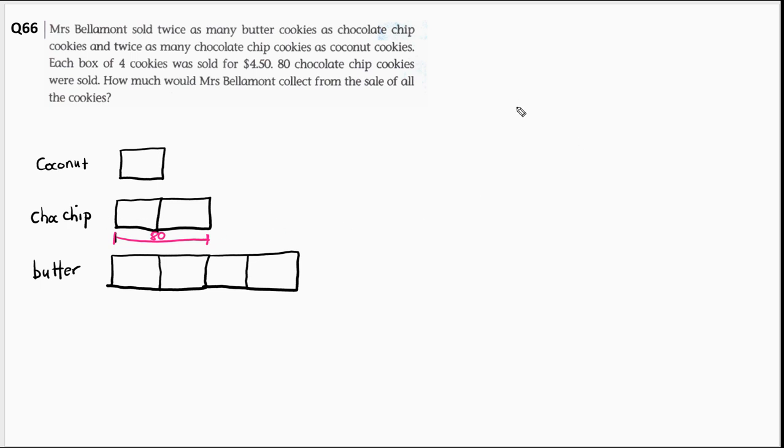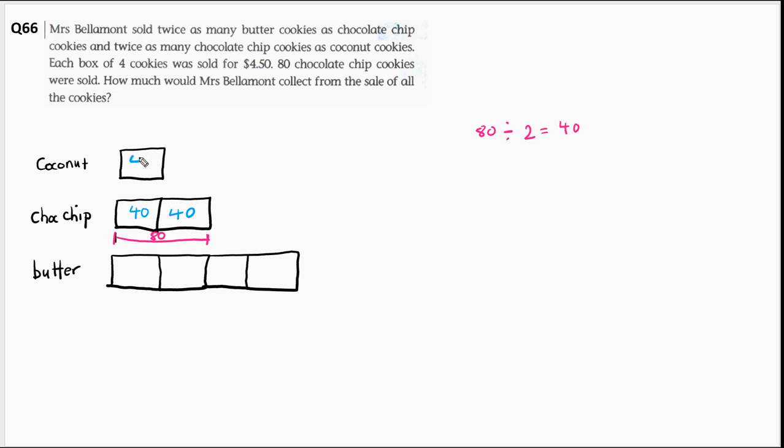Okay, and that means if 80, I've got 2 parts here. If I divide 80 by 2, I of course get 40, and I now have a value for each of these parts. So this is 40 and 40, and so are these. I don't know why that's done that. There we go.